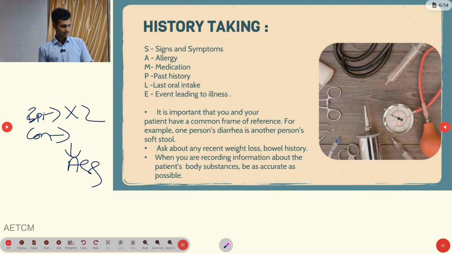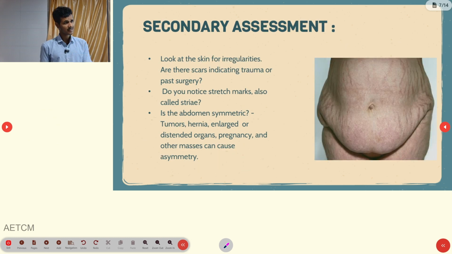Okay, so these are the things we have to assess. And then coming to inspection, we have to check for any trauma, past surgery markings or scars, any skin irregularities, and notice any stretch marks, also called striae. In that image we can see there is a vertical line, right?